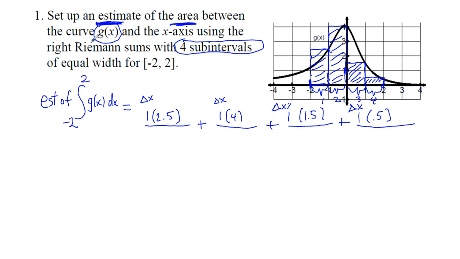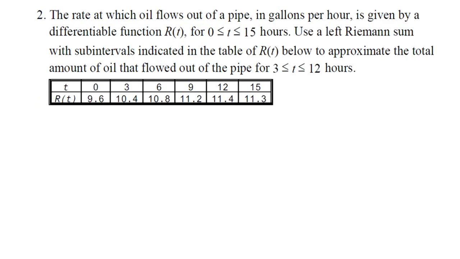Now we mentioned a right Riemann sum. A left Riemann sum would go up to the left side and go like this. It would create this type of rectangle, and then this one here, okay? And we're going to see examples of that situation in the future.